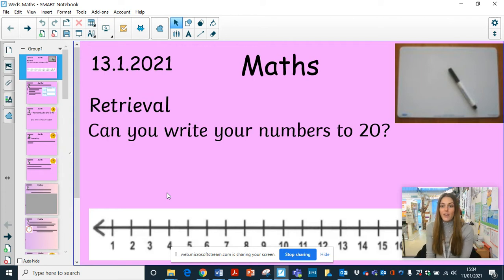So today is Wednesday the 13th of January, and first of all we're going to start with our retrieval as we always do. Can you write your numbers to 20? Remember, this is something that you have been taught, so you should know, it's just recapping so you don't forget. There's a number line on the bottom of the screen which you can access in the PowerPoint to support you with writing your numbers to 20.